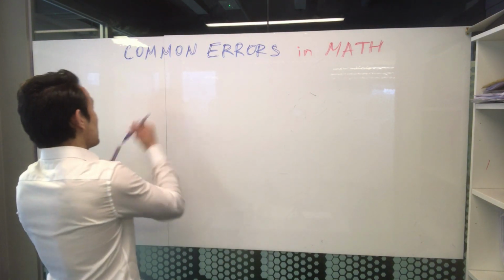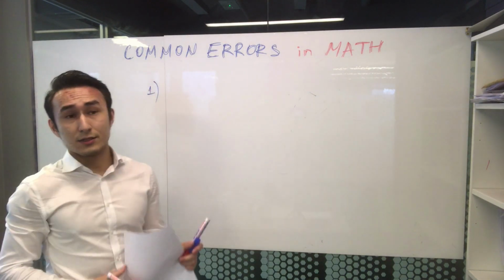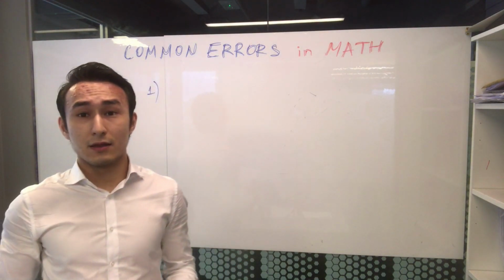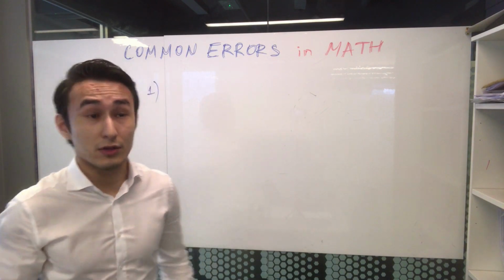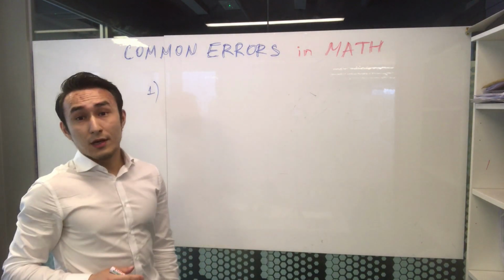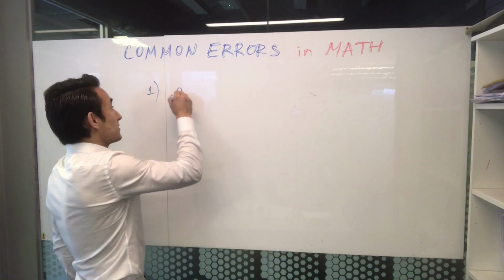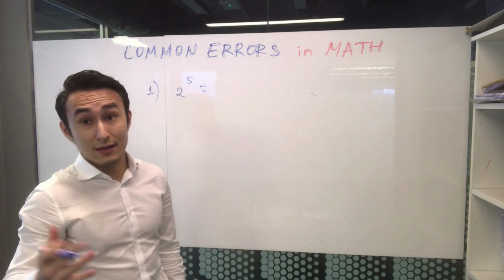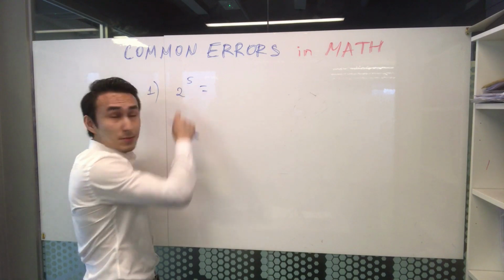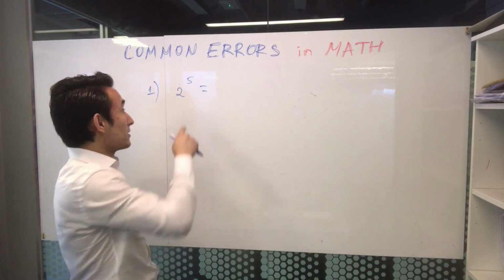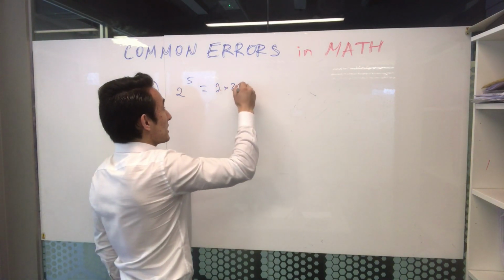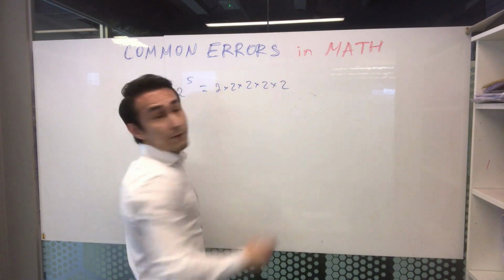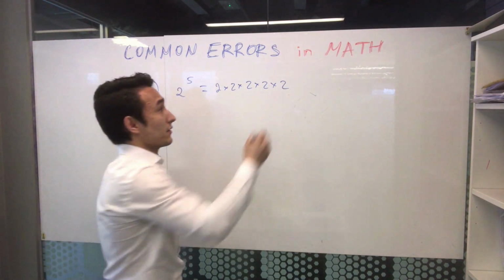Now the first type of mistakes has to do with exponents and logarithms, or indices and logarithms. So for example, when you see a question like 2 to the power of 5, some of you might think it's gonna be 10, but it's not. We do not multiply 2 times 5. We actually write this as 2 times 2 times 2 times 2 times 2, 5 times. So it's gonna be equal to 32.